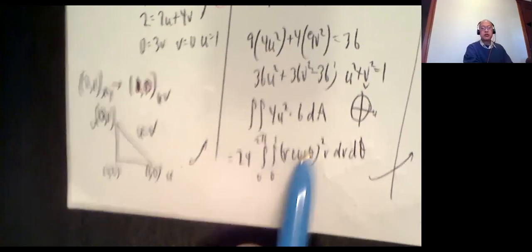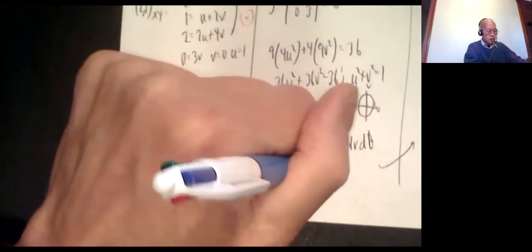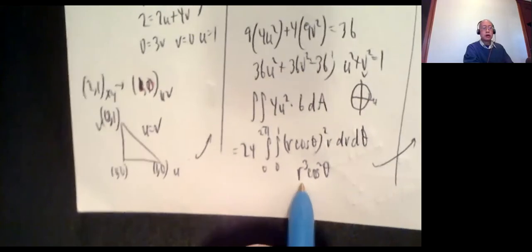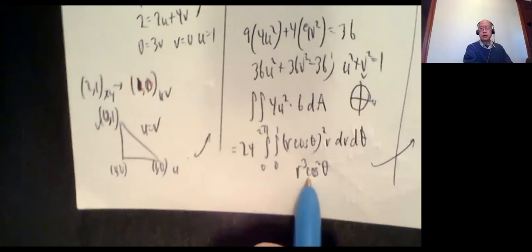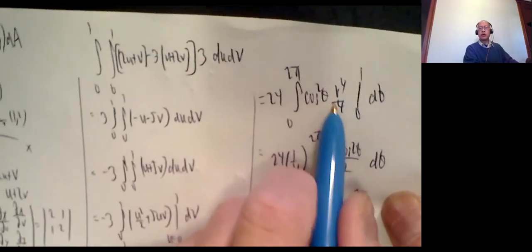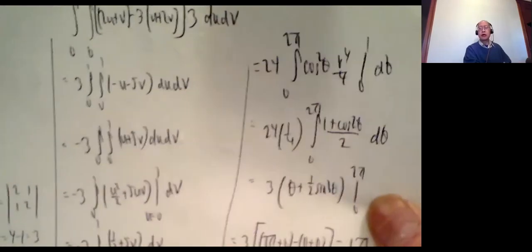All right, so that's R squared times R. That's R cubed, right? R cubed cosine squared. R squared times R, R cubed. Okay, integrate with respect to R. Leave cosine squared theta alone. That's R to the 4th over 4, from 0 to 1. Plug in 0, you get 0. Plug in 1, you have 1/4. Take the 1/4 out, 24 times 1/4. And I'm integrating cosine squared of theta.